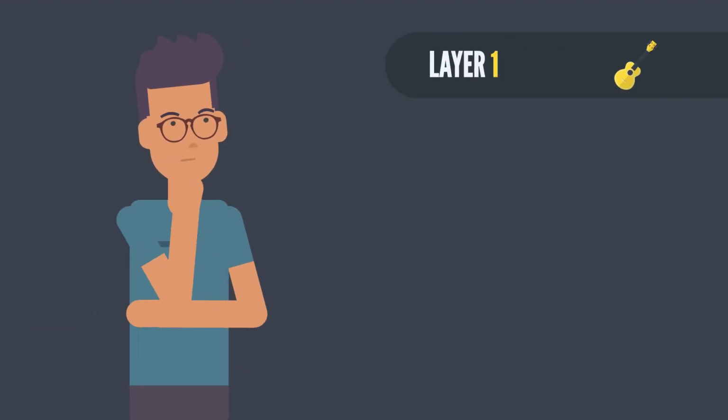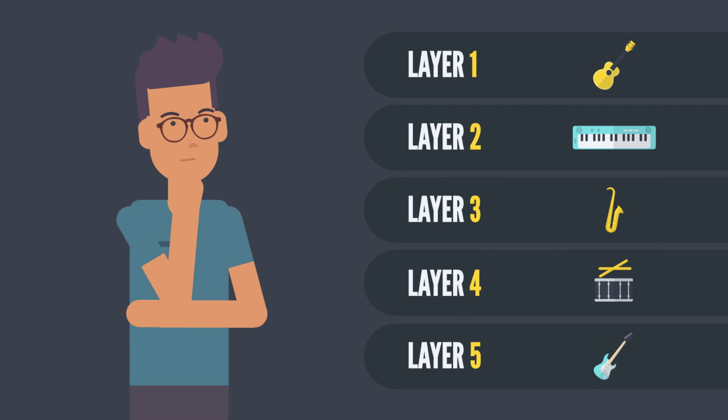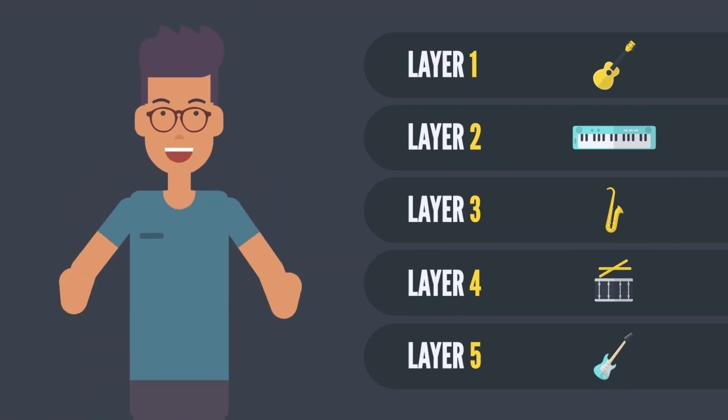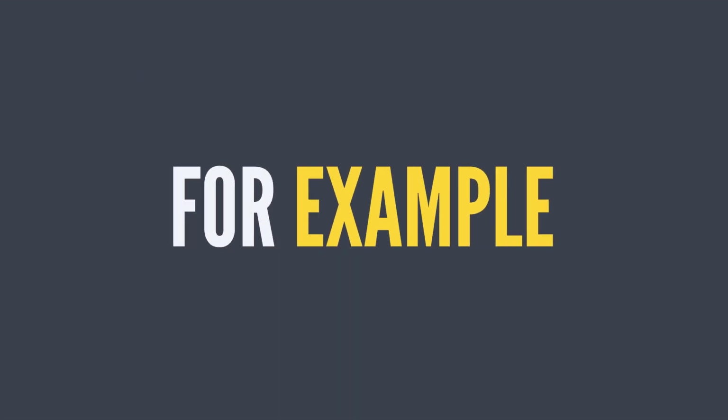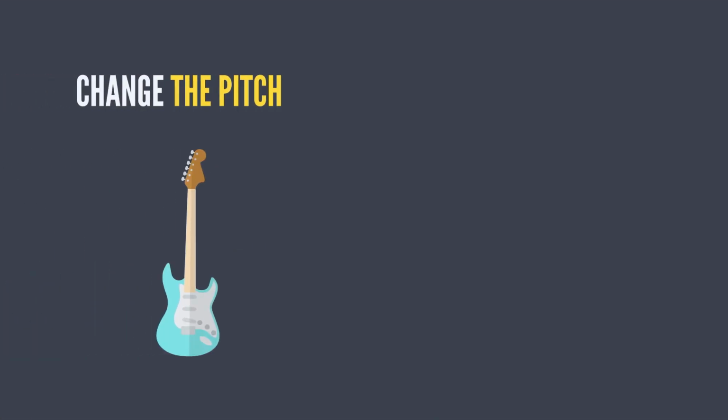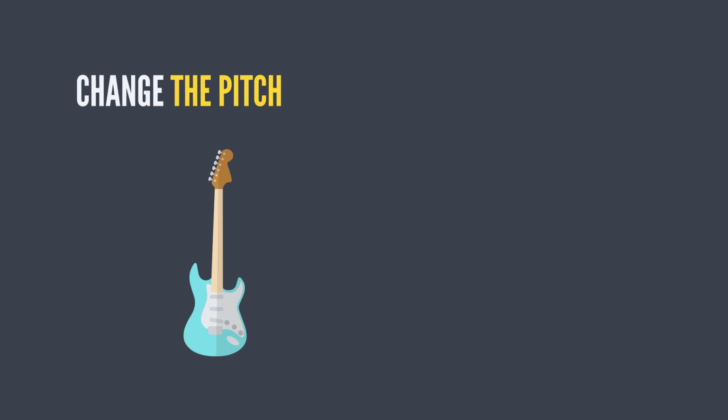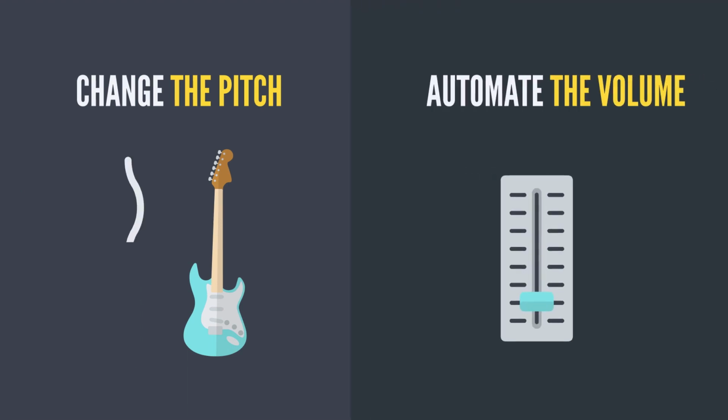Now imagine you have multiple layers of instruments and a variety of automation. This opens up a whole new level for music production. For example, you can change the pitch to create a vibrato effect on your guitar or automate the instrument's volume to make the right balance for your track.